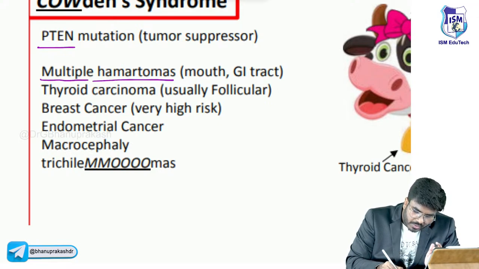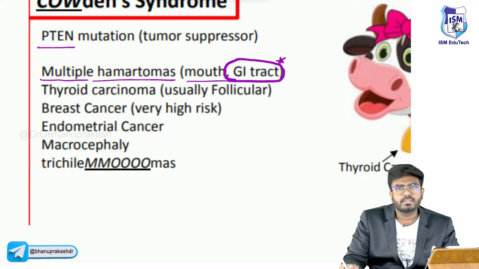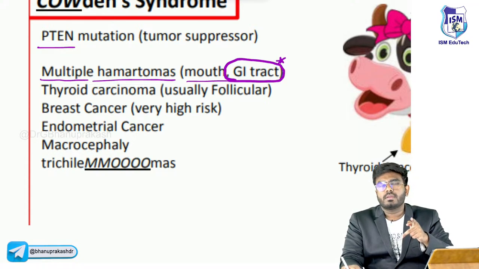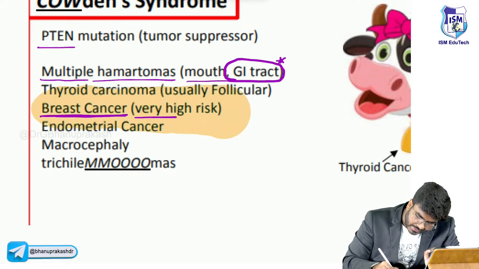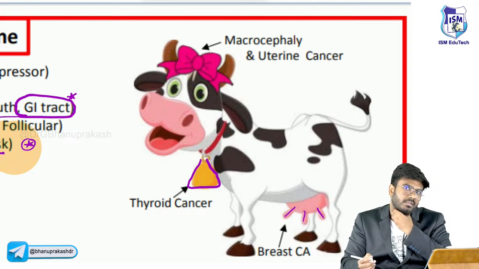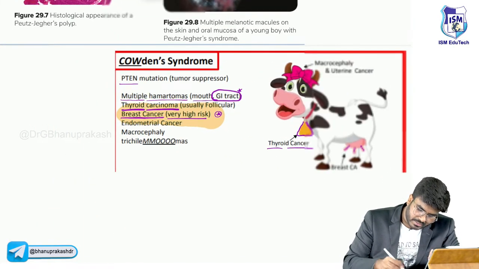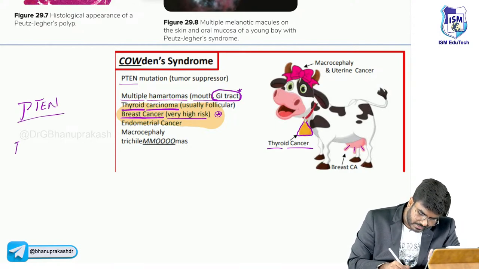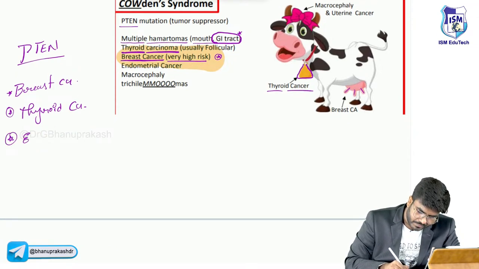Of course, multiple hamartomatous polyps are seen in the gastrointestinal tract, in the colon and the stomach. Apart from the hamartomatous polyps, these patients are at very high risk of breast cancer. Not only that, a cow has a bell in its neck. What is there in the neck? The thyroid gland. So there is a chance of thyroid cancer. PTEN gene mutations are associated with breast cancer, thyroid cancer, as well as endometrial cancer, which is a uterine cancer.